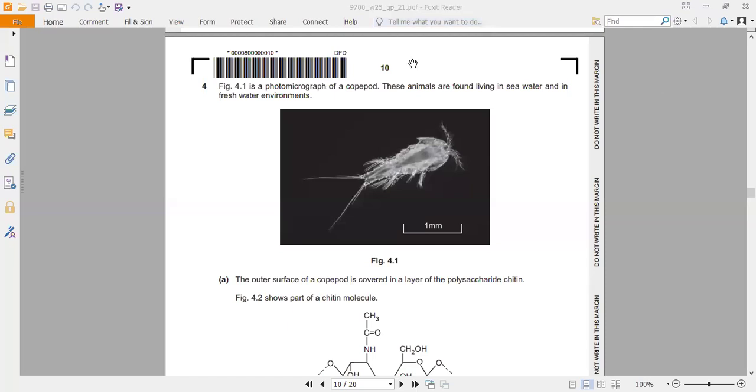Figure 4.1 is a photomicrograph of a copepod. These animals are found living in seawater and in freshwater environments. You can see the copepod in the picture. The outer surface of a copepod is covered in a layer of the polysaccharide chitin. Chitin is an outer protective covering.